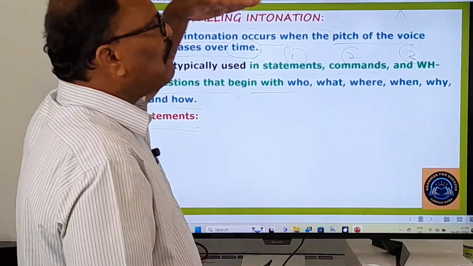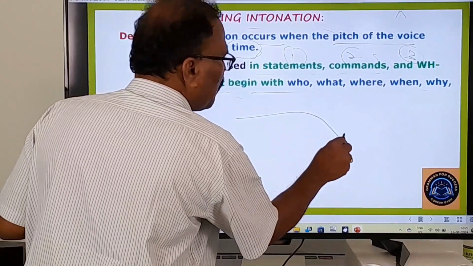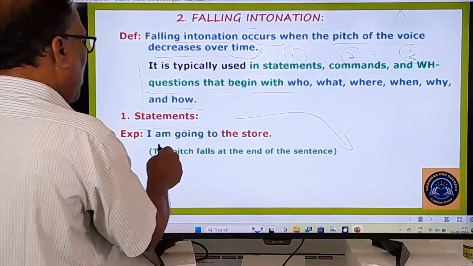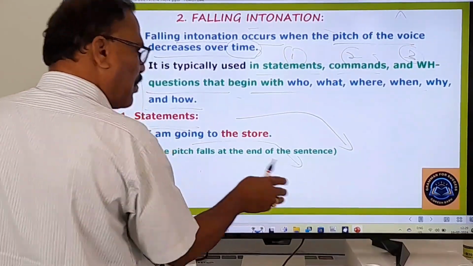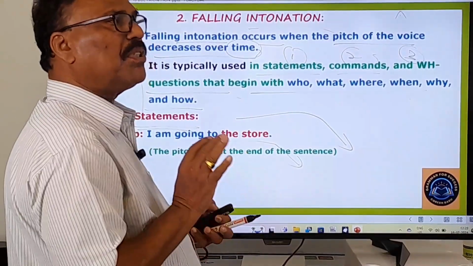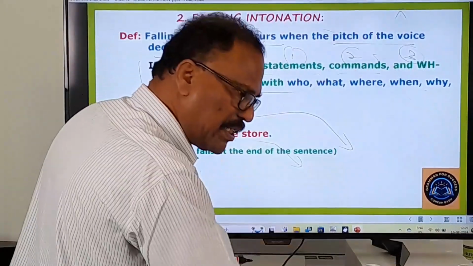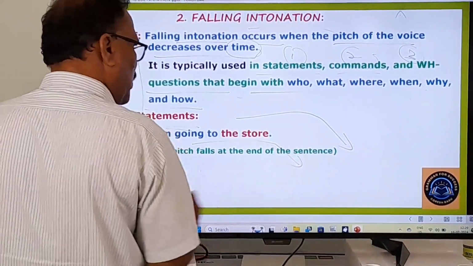Therefore your voice must go straight like this. At the end it must fall down. So here you pay attention. I am going to the store. I am going to the store. Your voice is falling down. Your voice is coming down, decreasing. At the end, the pitch falls at the end of the sentence, right?